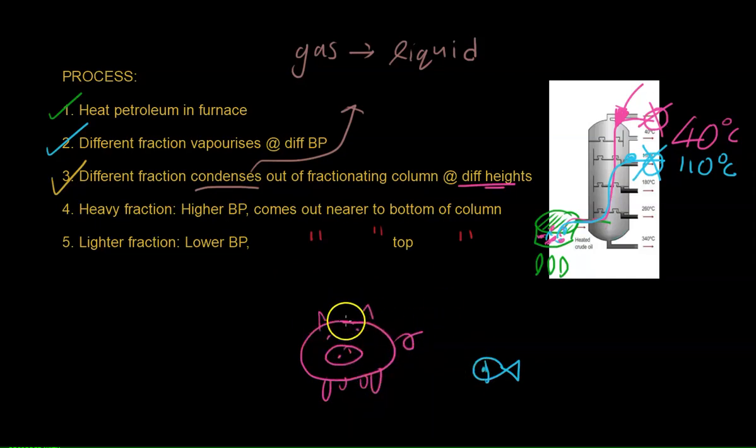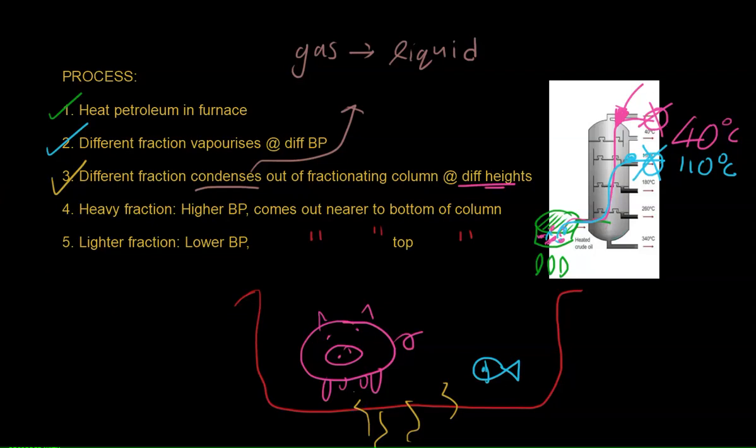So a pig is heavier, right? Would you say so? It's heavier, so it has a higher boiling point, and it comes out nearer to the bottom of the column. For example, if a pig and a fish are both stuck in a well, then if I have air blowing up here, which one will go higher? Obviously, the fish will go higher, am I right? Whereas the pig will just go a little less.